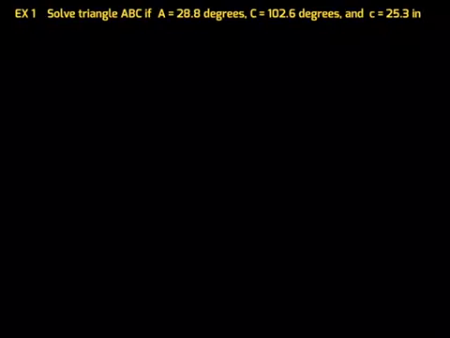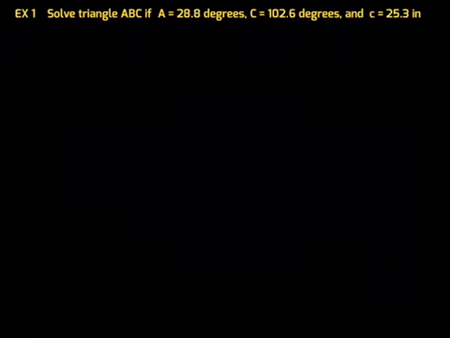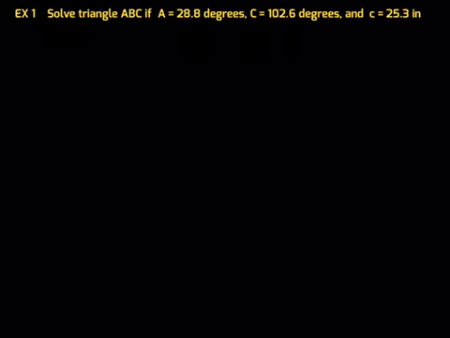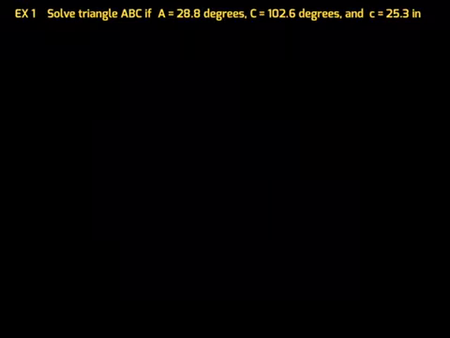Okay, guys, we're ready to tackle our first problem. Solve triangle ABC if angle A is 28.8 degrees, angle C is 102.6 degrees, and side c is 25.3 inches. So we're going to have to find each angle measure, which is basically find angle B, right? Angle B is the only angle that is unknown. And then find sides a and b, okay?